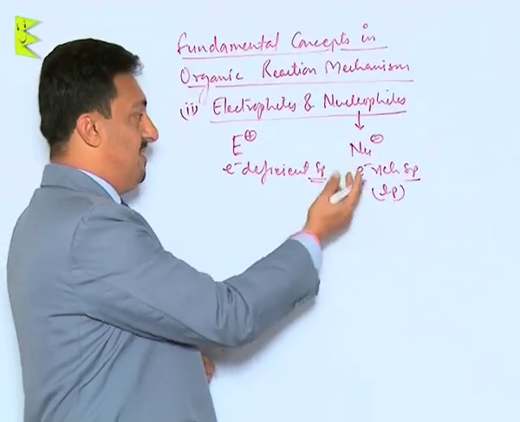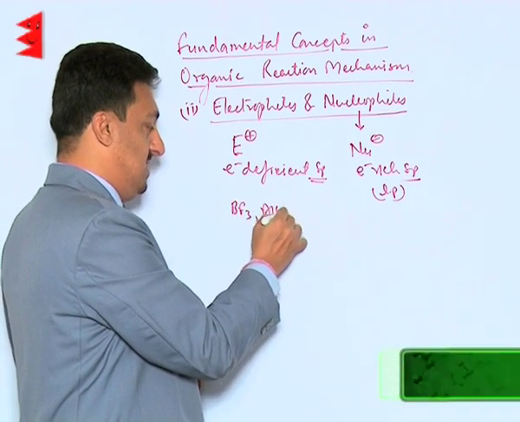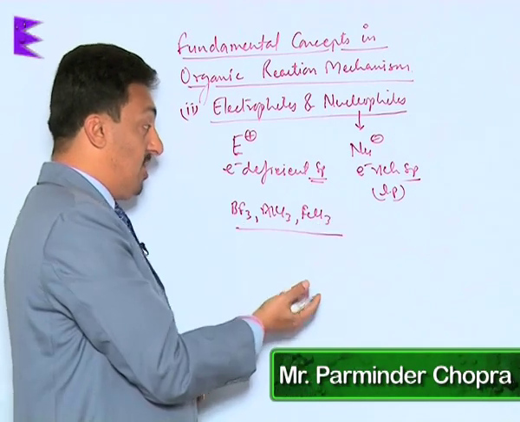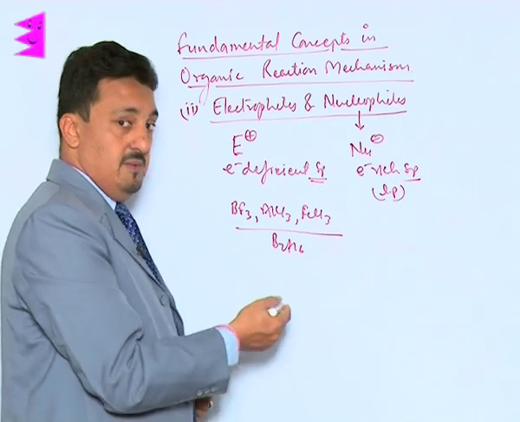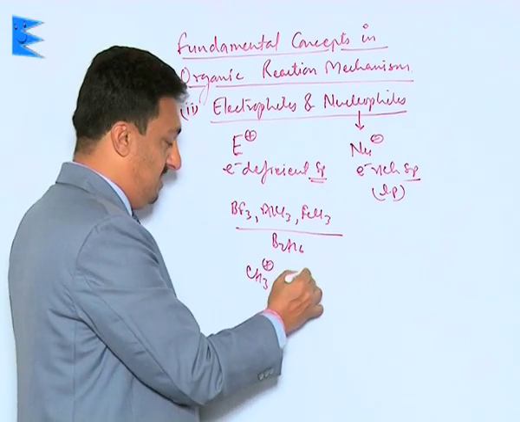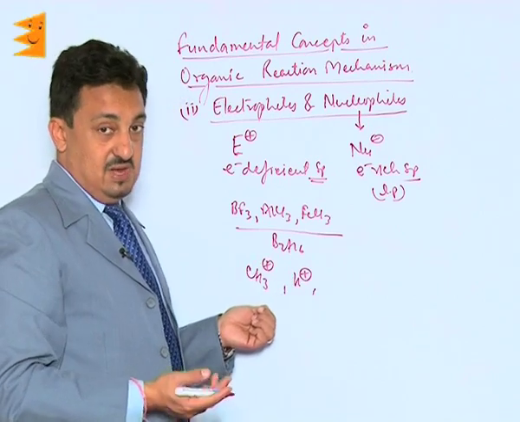Now, these electrophiles and nucleophiles can be neutral. Let me give you examples: BF3, AlCl3, FeCl3. All these are your neutral electrophiles, or B2H6. And they can be cationic species, like we can have CH3 plus, we can have H plus. All these are ionic species which are electrophiles.